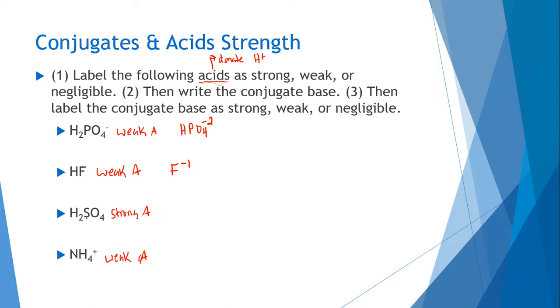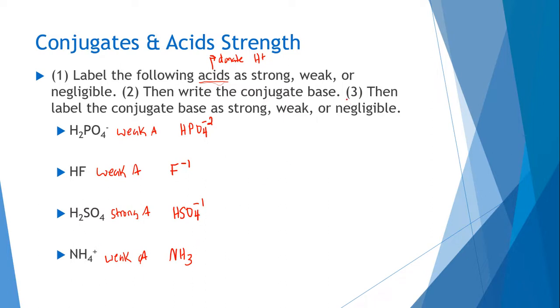Here, if I have H2SO4, I'm losing a hydrogen. I get 1 hydrogen, SO4. And since I went from 0, a neutral charge, to losing 1, I get a negative 1. And then over here, I have NH4 plus. I'm going to lose a hydrogen, so NH3. I was a plus 1, but I lost 1, so that gives me a neutral or no charge.